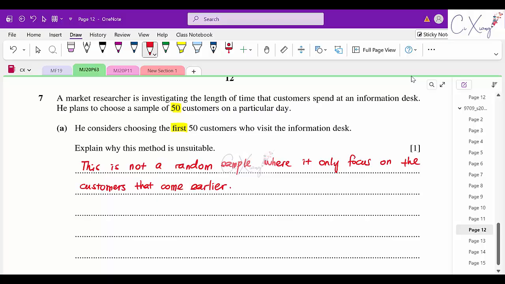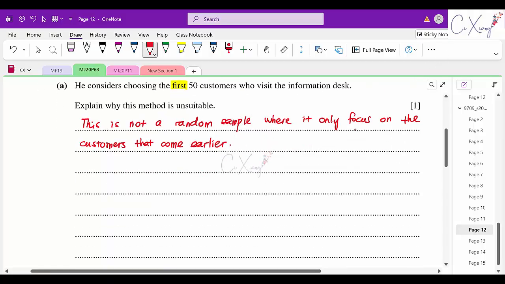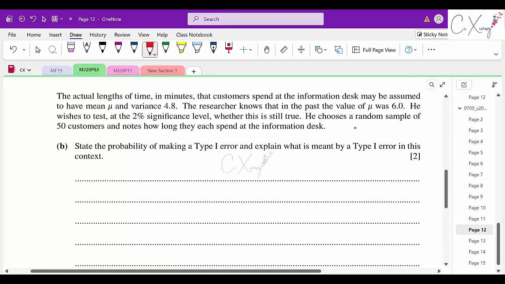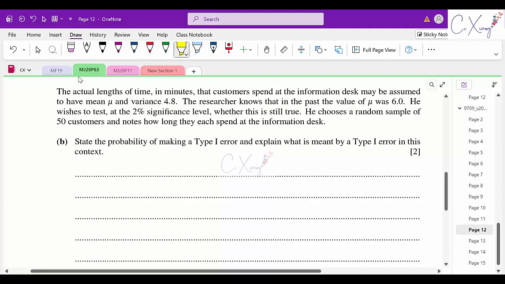All right, so this is what we have for part A. And let's have a look for part B. The actual length of time in minutes that the customer spends at the information desk may be assumed to have a mean of mu, variance 4.8. The researcher knows that in the past, the value of mu was 6.0.